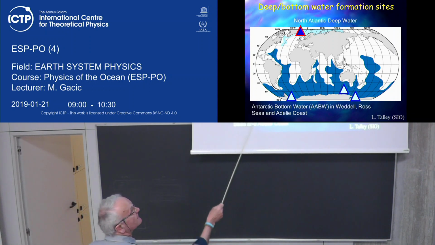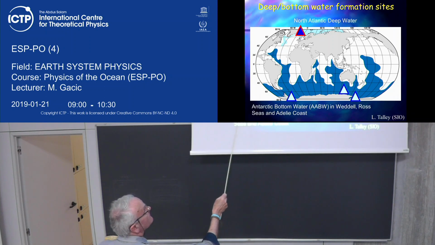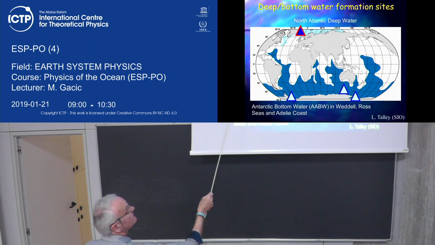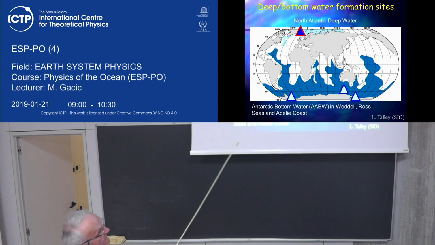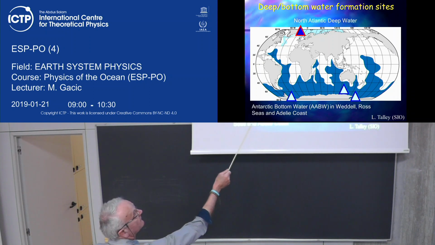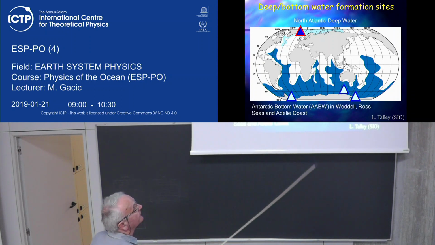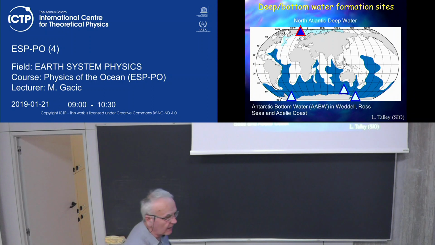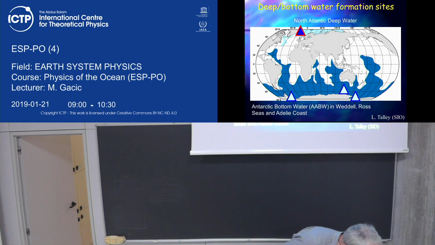And this is how this pattern looks, and you can see that in some parts it reaches, this is the Gulf of Mexico, it even reaches the northern hemisphere area. And what about the North Atlantic Deep Water? It is this thing here, which is formed in this area here, and so this is how their horizontal extension looks.